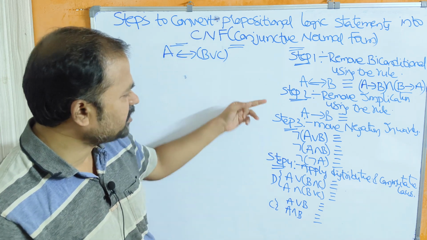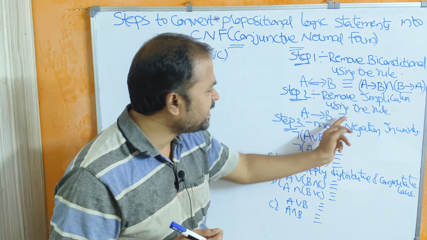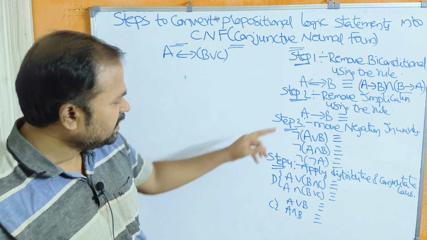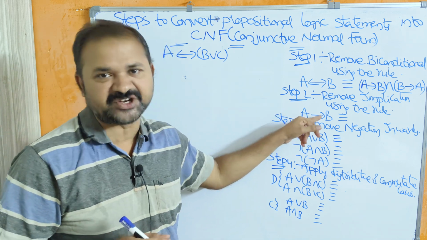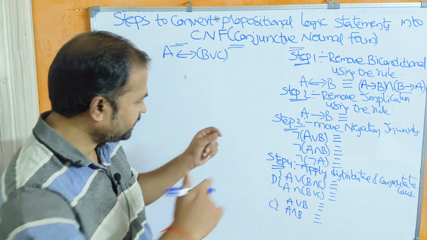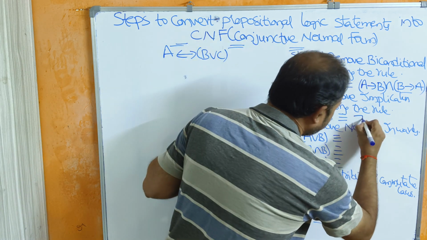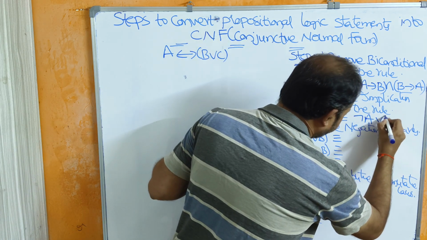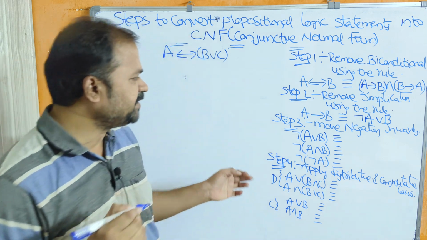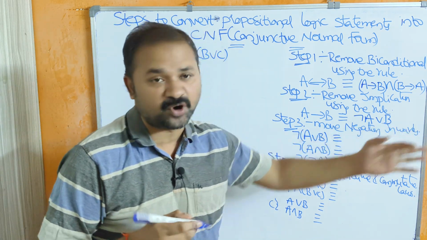Next, step 2, remove implication using the rule. If the statement contains the implication operator, the arrow operator, then we have to use the rule: A implies B is equal to negation A or B. Step 3, move the negation inwards.